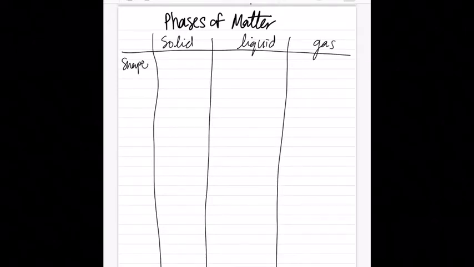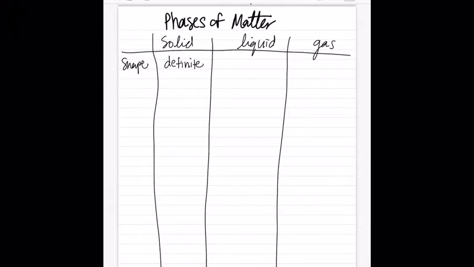So the first one I want to talk about is the shape of a solid. The shape of a solid is definite. What that means is, if you're talking about a notebook sitting on a table, that notebook isn't all of a sudden just going to melt or jiggle or something like that. It's not going to switch back and forth. Yes, if you melt it, that's one thing. But if it's just sitting there and nothing's happening to it, then it will keep its shape. It's a definite shape.